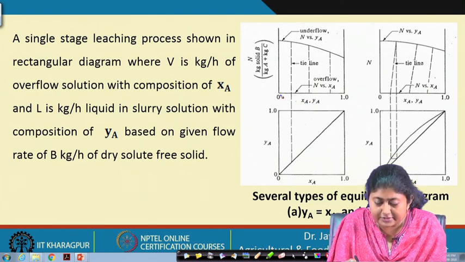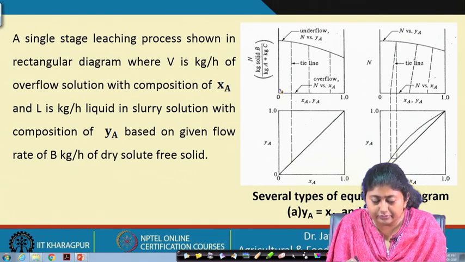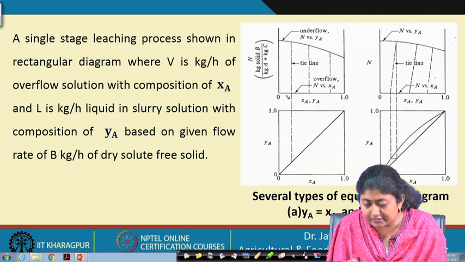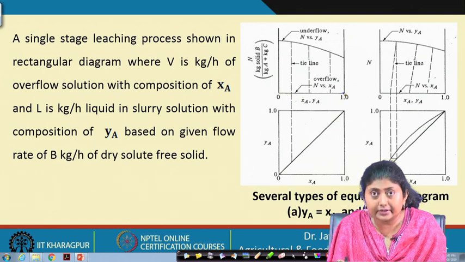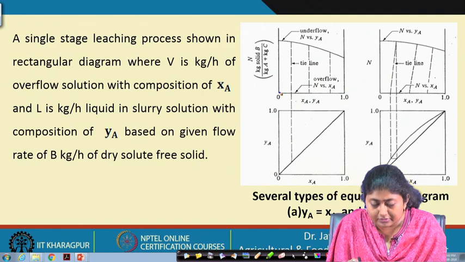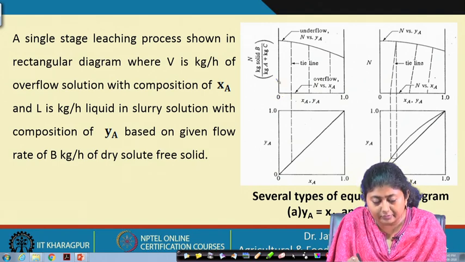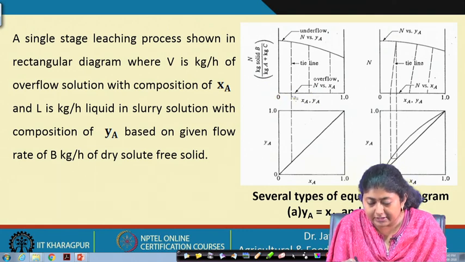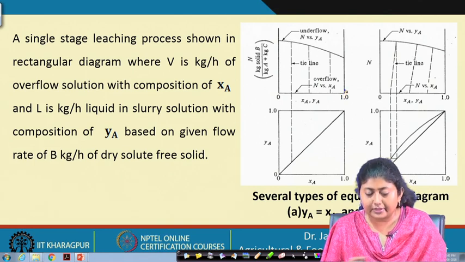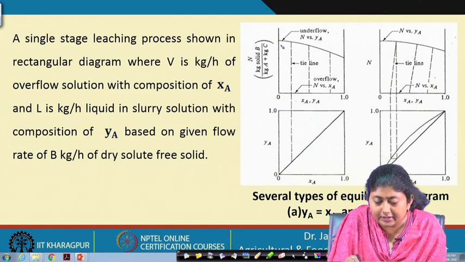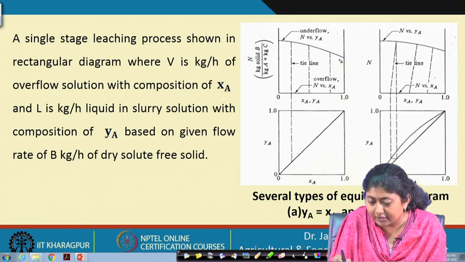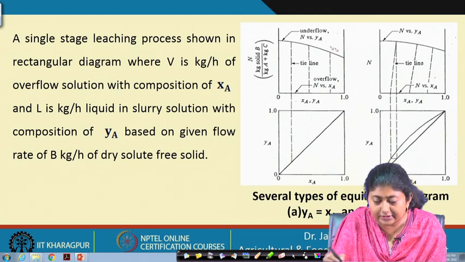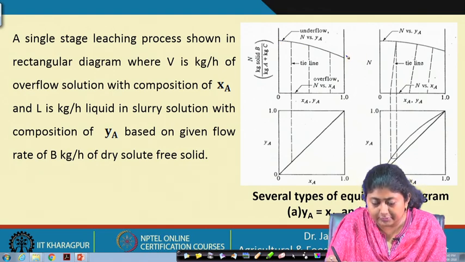So, X A will be 0 initially compared to this N, and as it moves in the other direction it increases, because from 0 to all the solute fraction from the inert solid or slurry is going to mix with the solvent. Eventually X A will increase from 0 to 1, the maximum fraction. Whereas the upper curve shows the underflow, that means this is N versus Y A. Initially Y A was 100%, so the fraction Y A will be 1.0.